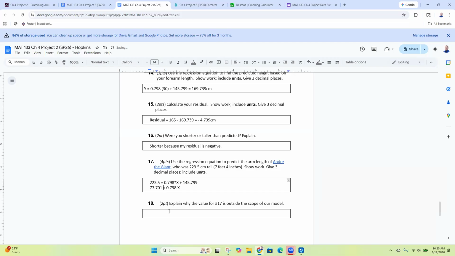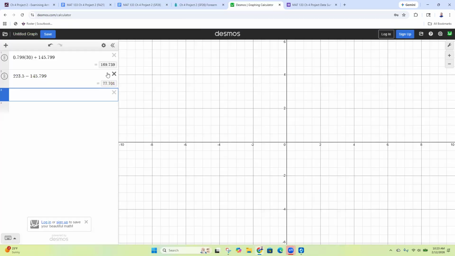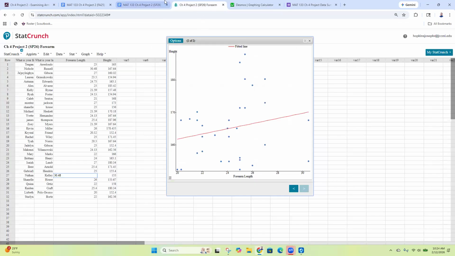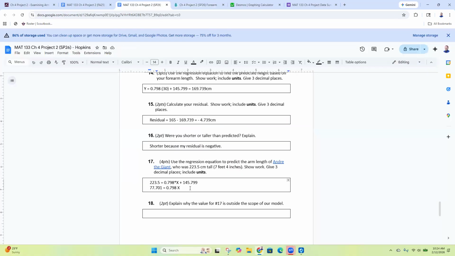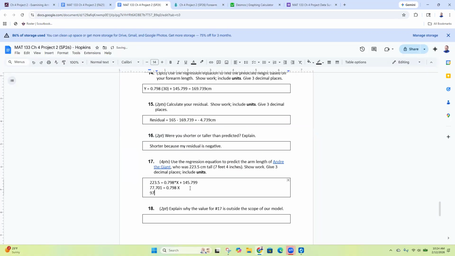Okay, so next we need to divide both sides by 0.798. So 77.701 divided by 0.798, and I get 97.37. That's his x, his forearm length, okay? Or at least that's what our prediction says.